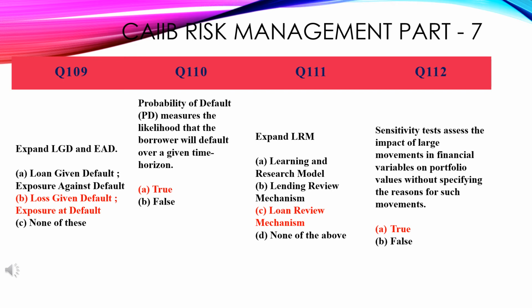Why? Because LGD, loss given default, indicates the amount of loss that would be incurred if a default occurs. So what is the amount of loss? The amount of loss is expressed as a percentage of the total exposure.